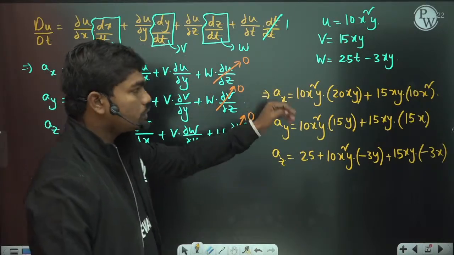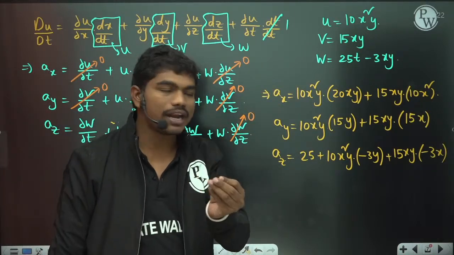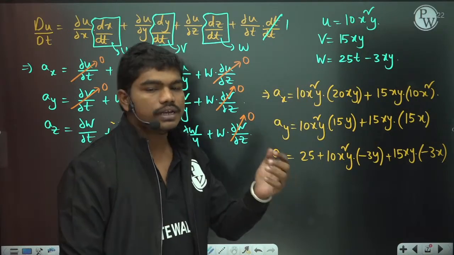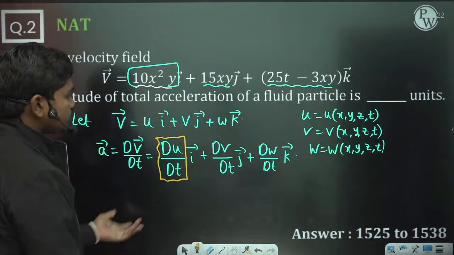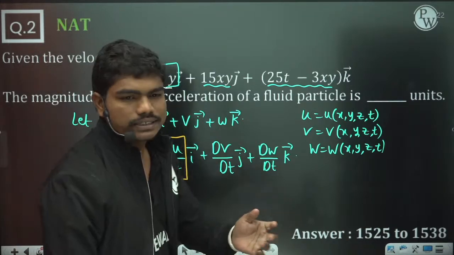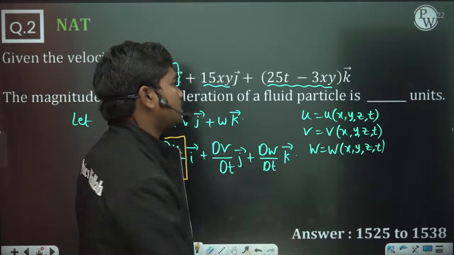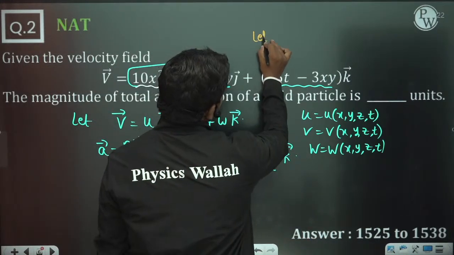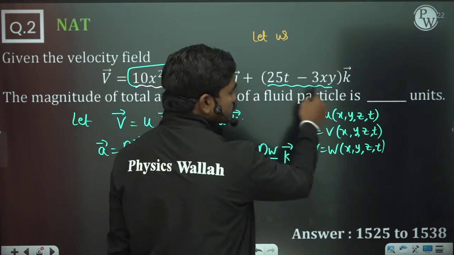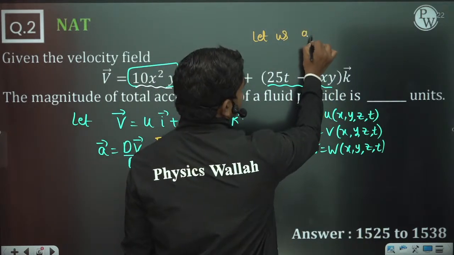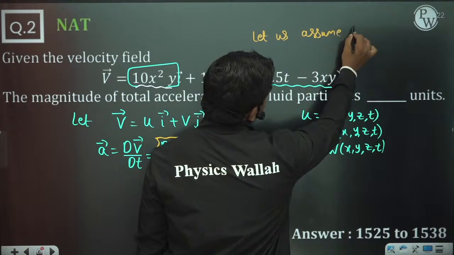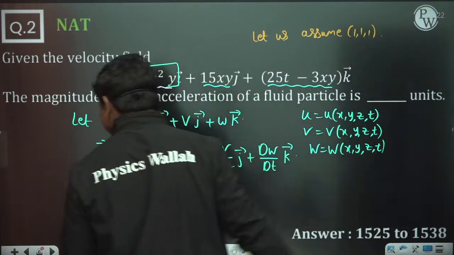Once they give you some point and time value, you can substitute here definitely. I think the point is missed, so let us take one simple point, 1 comma 1 comma 1. This answer won't match now because the point is not there, so we'll take some random point. Let us assume 1 comma 1 comma 1, for example. Simple case I am taking.